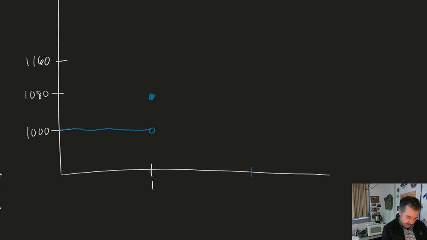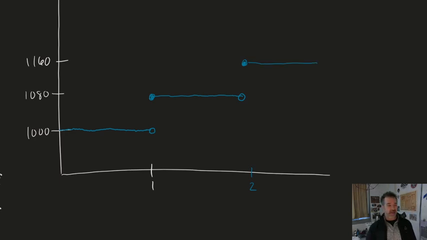And this account will stay worth this $1,080 for the entire duration of the next year, where it's also an open dot. And at the end of that year, it's going to jump up another $80, right? And I'll fill this in because now that's how much it's worth. And it's going to stay that value until the end of the next year. So this is what a step function looks like, and it's called that because it looks like a set of steps.